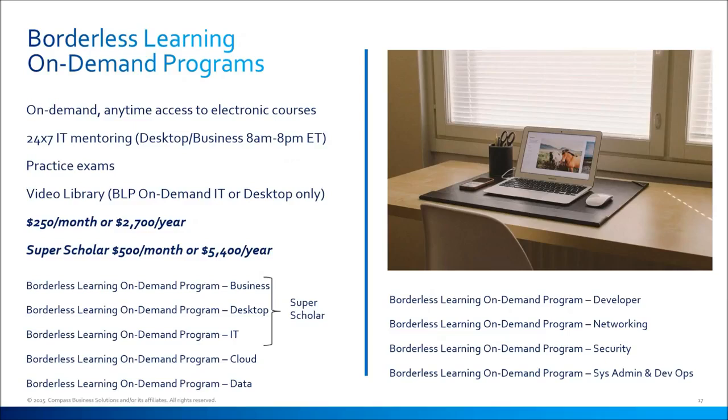but it also includes the mentoring. And the mentoring, I think, is key. It's really important as you're going through your learning process to be able to reach out to a live person who knows what they're talking about and kick around an idea and brainstorm and ask a question and get an answer. So that's available in these programs as well. $250 a month or $2,700 per year. The Super Scholar, which includes business, desktop, and IT, is $500 per month or $5,400 per year.